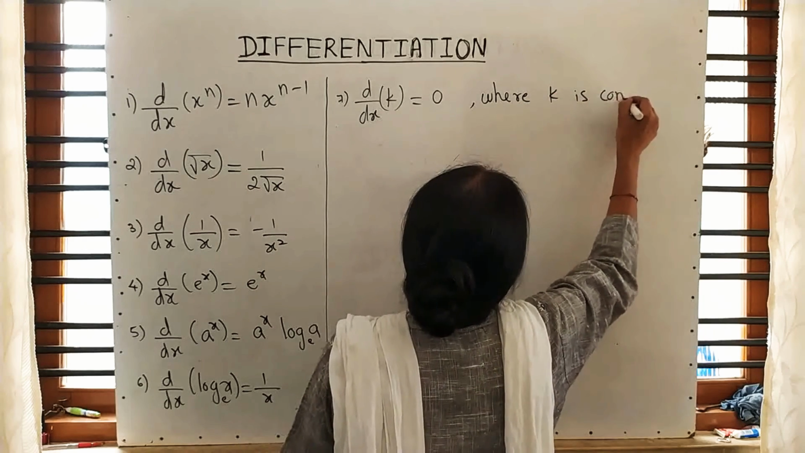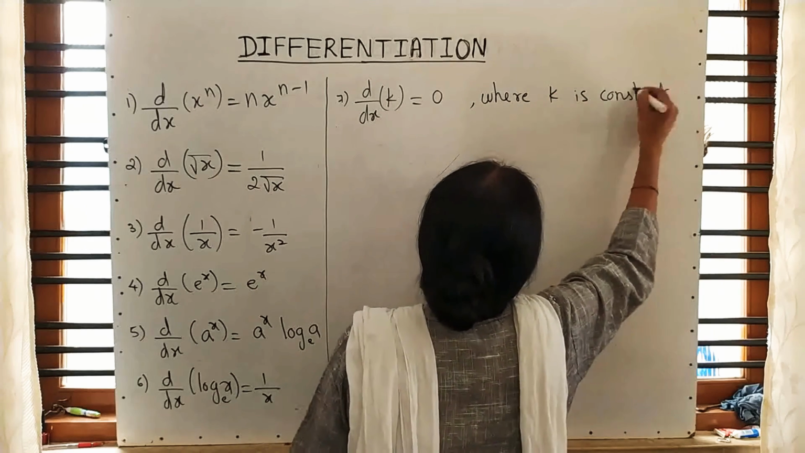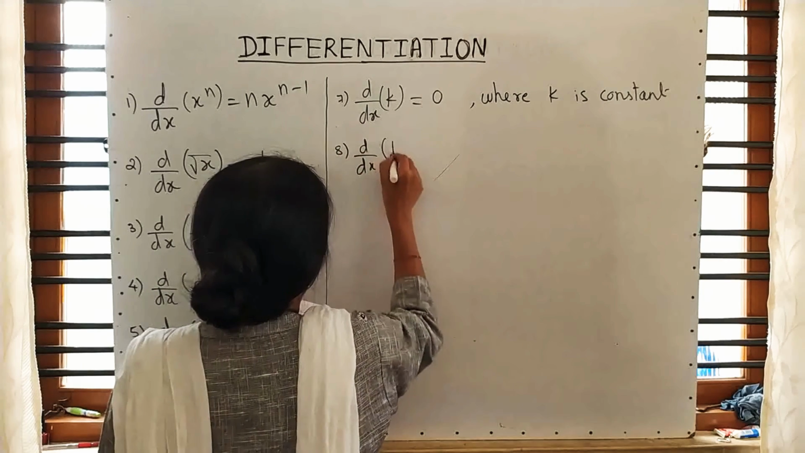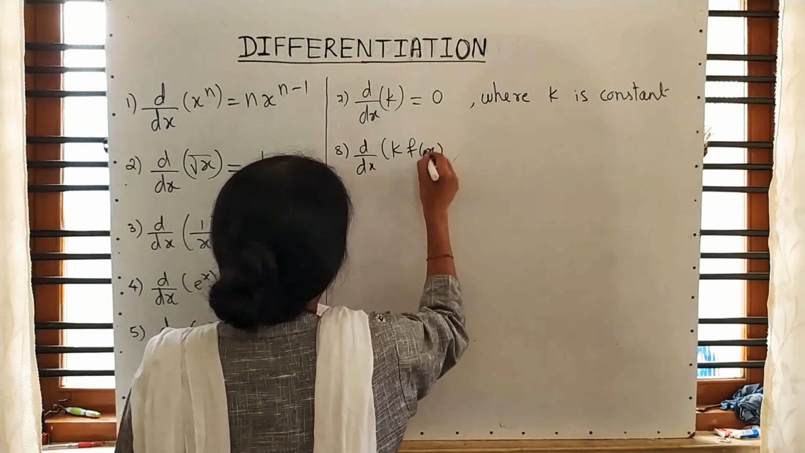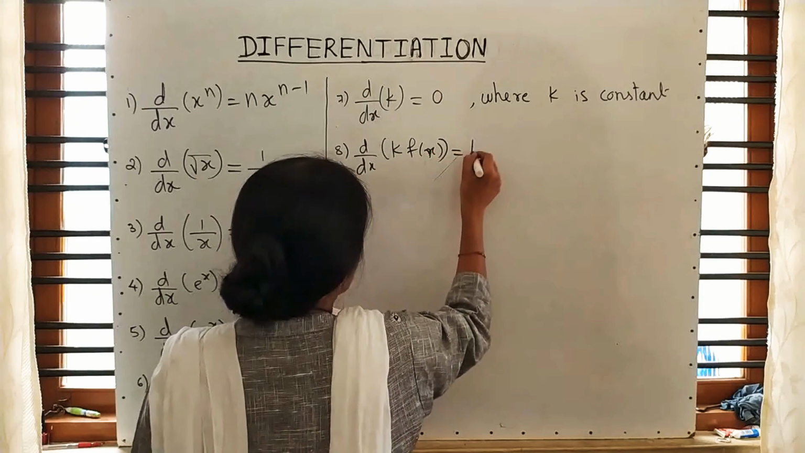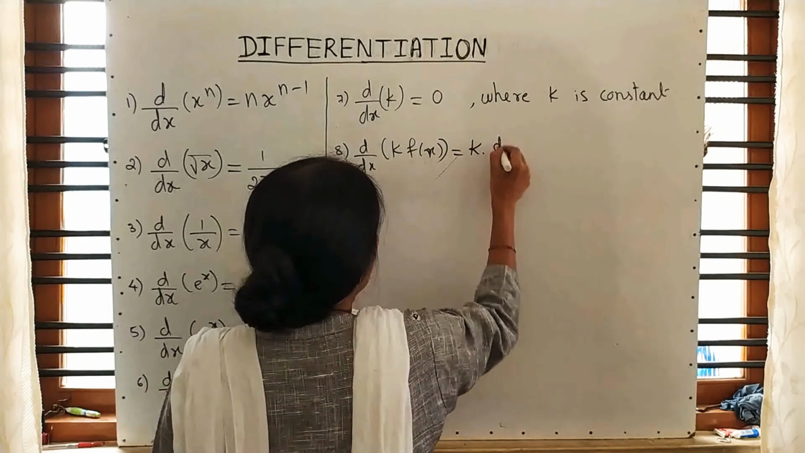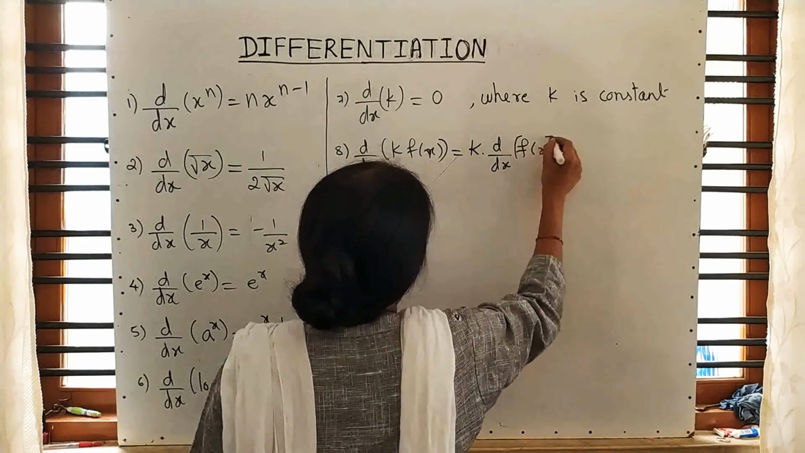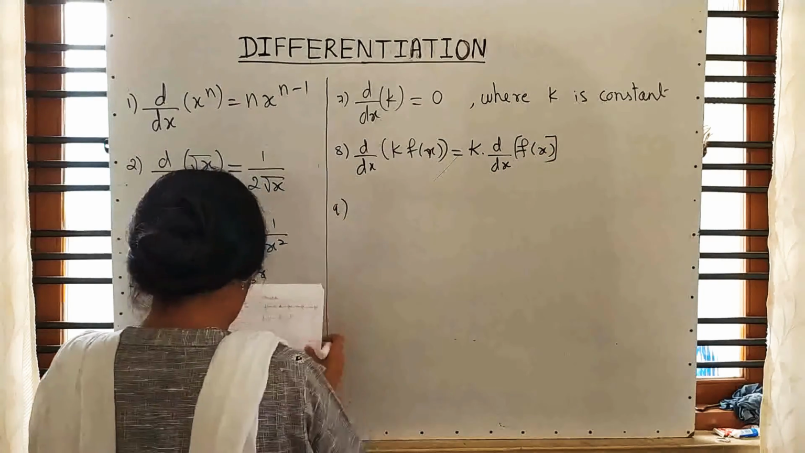Where k is constant. Suppose if you have k into f of x, constant and f of x, we keep the constant as it is and we have to differentiate f of x. Understood?